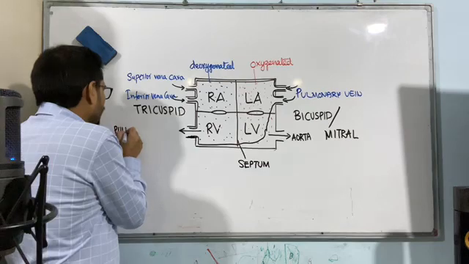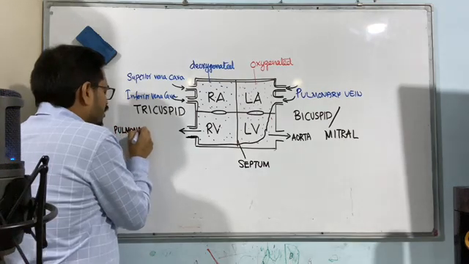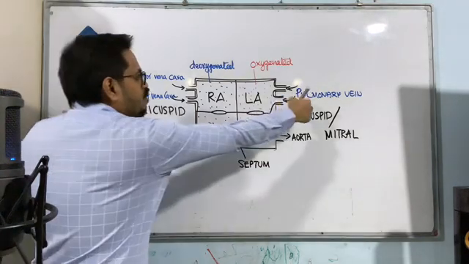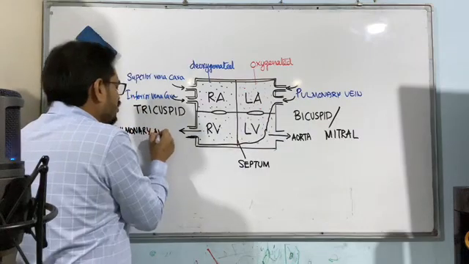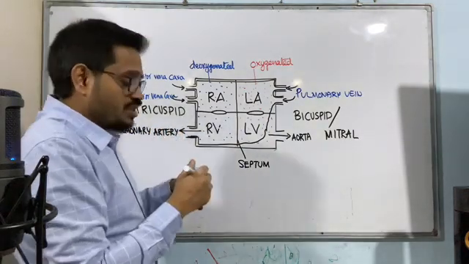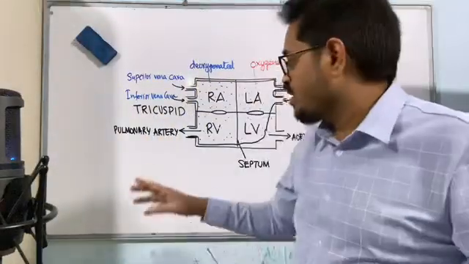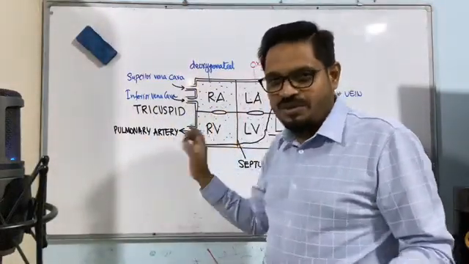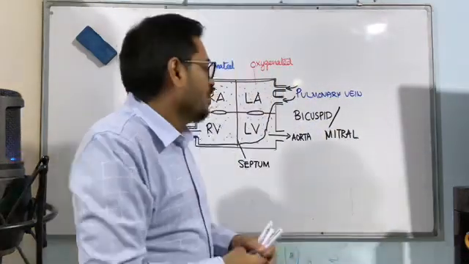As this is a vein, we're going to write it as artery. Remember, pulmonary artery, even though the name is artery, it carries what kind of blood? Impure blood. Impure blood. That's a very important point. You have to keep it in mind.